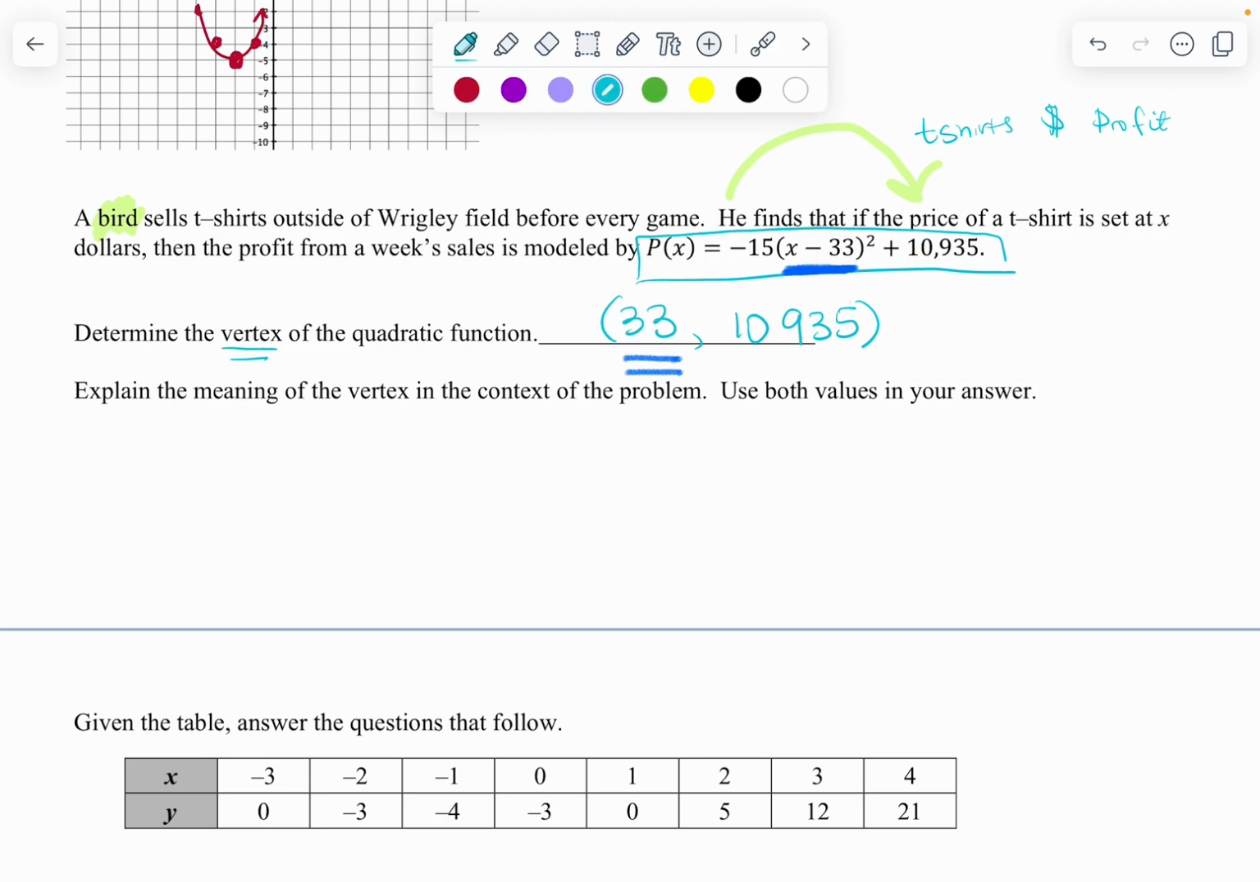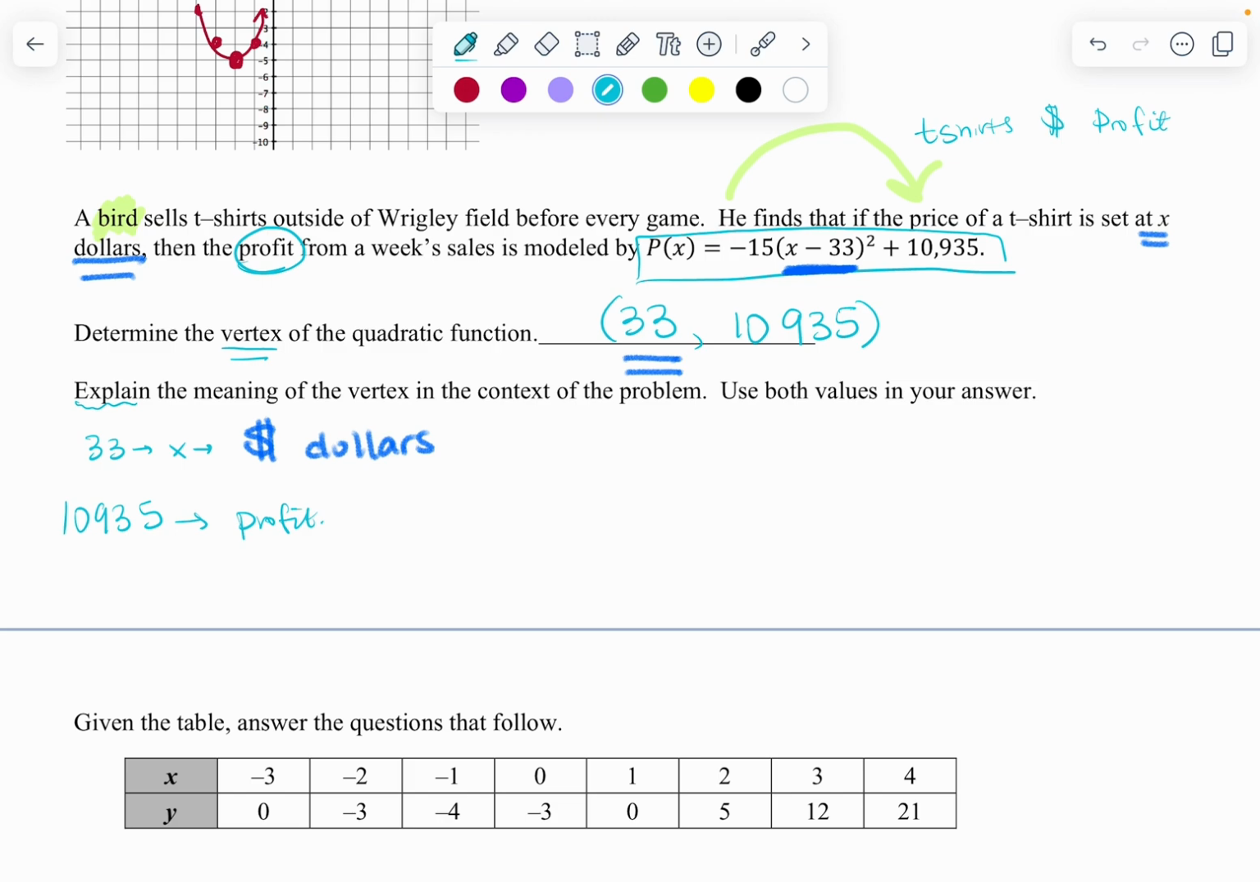Okay, so now I need to explain it. Explain means words, right? So we need 33 to have words. So the 33 represents the X, and somewhere in this story, somebody had to tell me what X was. So I'm just going to reread the story. Boy is selling t-shirts. He finds that if the price of a t-shirt is set at X dollars. Okay, I got it. So X represents the amount of money, dollars for a t-shirt. Okay, then I'll keep going. The 10,935 must be something else. Let's see if it tells me. It says the profit. All right, so this is the profit. Okay, so the 33 represents the price of a t-shirt, and the 10,935 represents the profit.